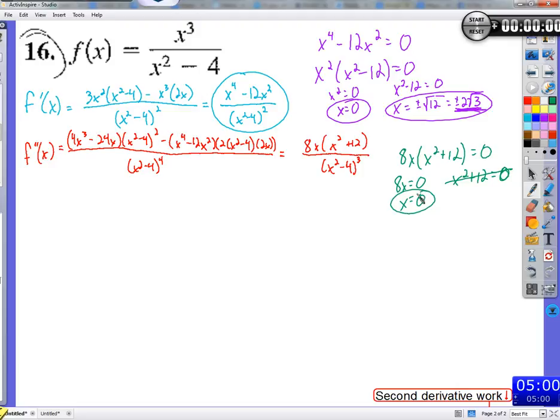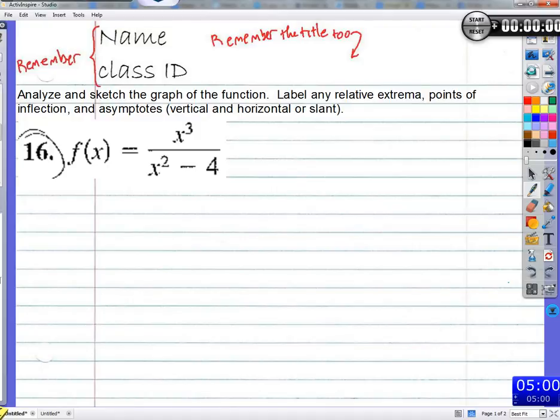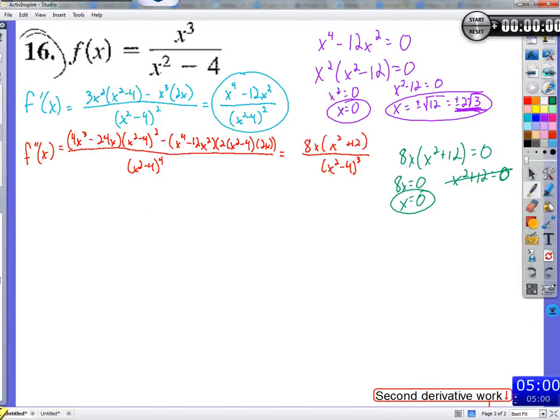So, what's the significance of this value? Possible inflection. Yes. Okay. So we have possible extrema. We have possible points of inflection. Let's see what else we're supposed to label: extrema, points of inflection, and asymptotes. Asymptotes meaning vertical asymptotes, horizontal asymptotes, or slant asymptotes.